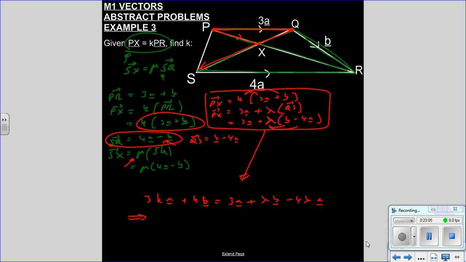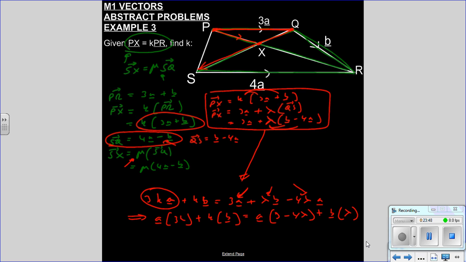So can you see it's not obvious that the coefficients, the coefficient means the number next to, right? The coefficients of a must be the same as the coefficients of a here. So if I factorize to make it more obvious, putting all the stuff with a at the front on the left and on the right, we have the 3a from here, and we have the minus 4 lambda from here, plus, and now b, our only factor is lambda. Can you see? So if I compare a's with a's, I can see that 3 lots of k must be the same as 3 minus 4 lambda, right?